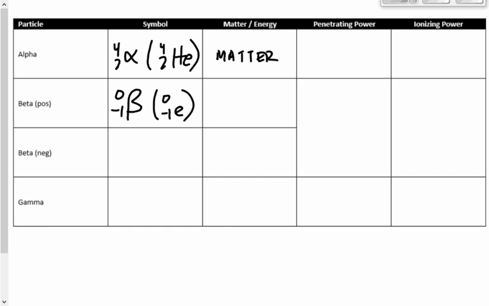A positron is not energy. But guess what? It's also not matter. A positron is what we call antimatter. Have you ever heard of antimatter? Antimatter is exactly the same as matter, except for one property. Usually, it's charge. So a positron is identical to an electron, except for the charge. It has the same mass, same property, same spin, everything, except for the charge.